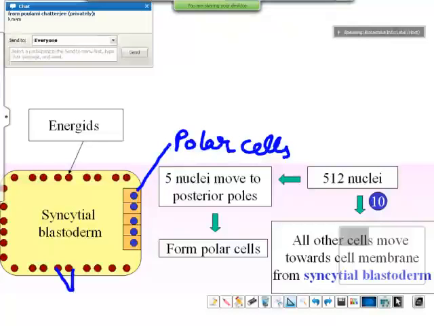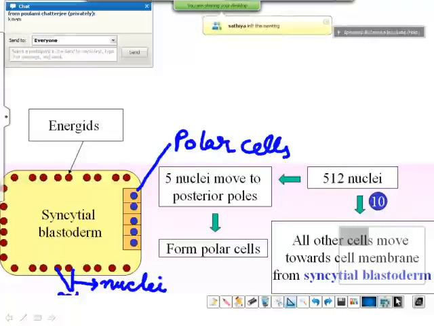It was impossible to show 1014 nuclei, so I have shown some 15 or 20 nuclei. These nuclei have migrated towards this area after the 10th cleavage. So after the 10th cleavage, what do you get? You get a syncytial blastoderm. Now, why is the name syncytial blastoderm?